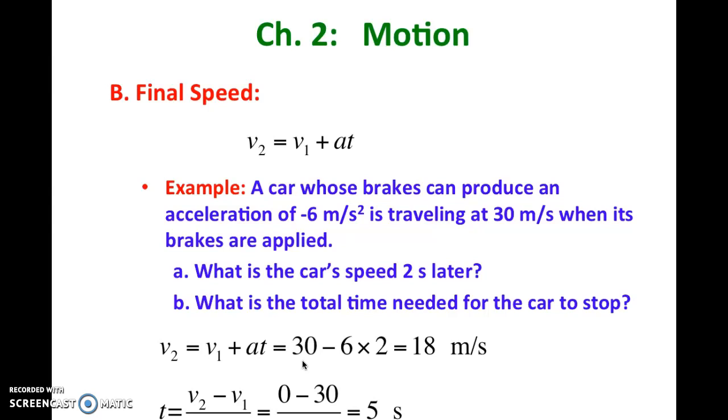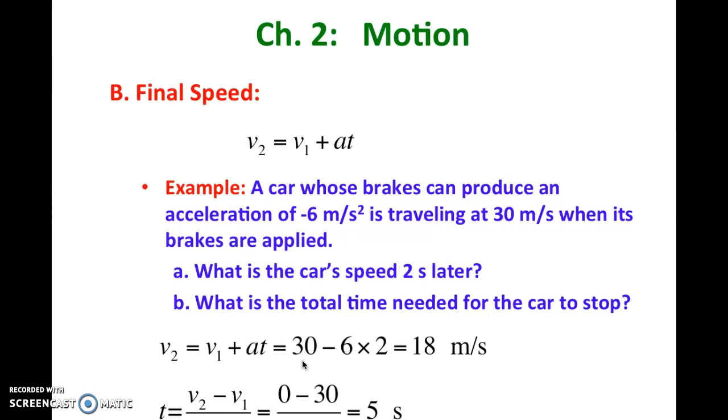A car whose brakes can produce an acceleration of negative 6 meters per second squared, negative meaning deceleration, is traveling at 30 meters per second when its brakes are applied. Question A: What is the car's speed 2 seconds later? Question B: What is the total time needed for the car to stop?